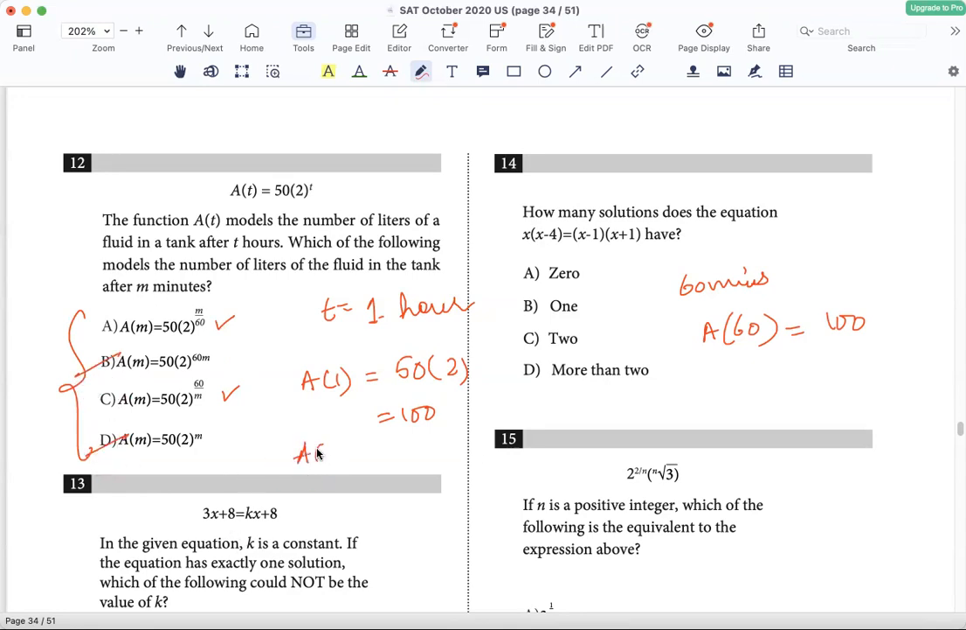Okay, let's find for A of 2. A of 2 is 50 into 4, which is 200. And A of 120 should also be 200 because 2 hours is 120 minutes. So for 200, option A has to be the right answer. 120 by 60, and that would be 2 squared. So A is correct.